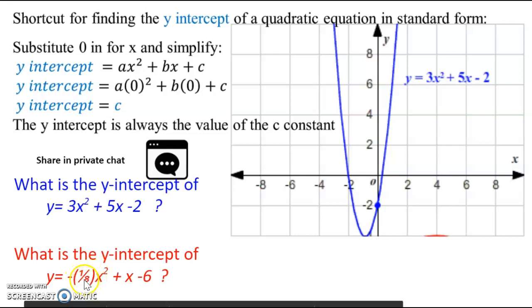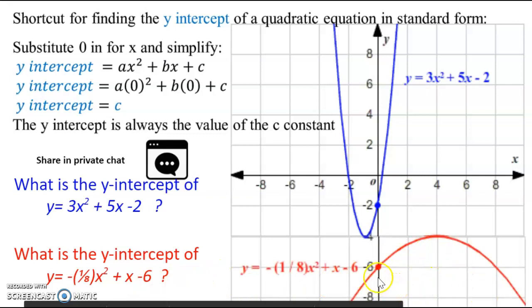Next question, what is the y-intercept of, in this case, y equals negative 1 over 8 x squared plus x minus 6? Again, it doesn't matter what this number is. It looks quite complicated, and you might think, oh, I don't know. But when you substitute 0 for x, 0 times anything is just going to be 0. And you add another 0 to it, it's still going to be 0, and you're just left with negative 6. And if I graph this, you will see that the y-intercept, where the red graph crosses the y-axis, is going to be negative 6 there. And that proves that that is true.